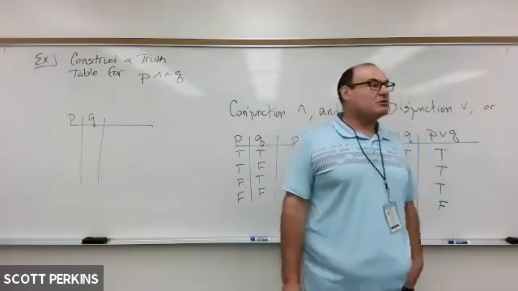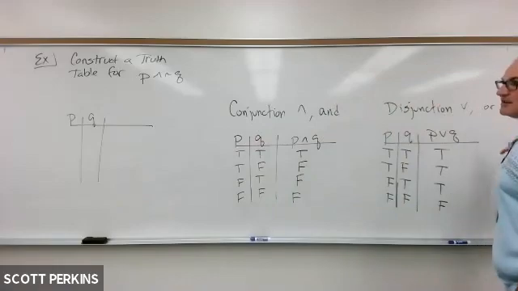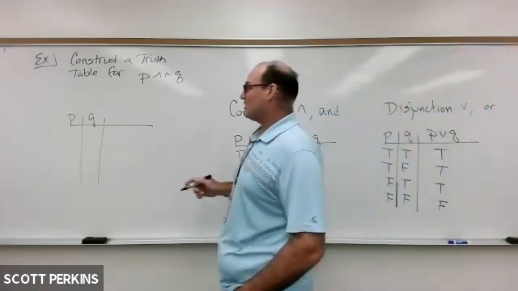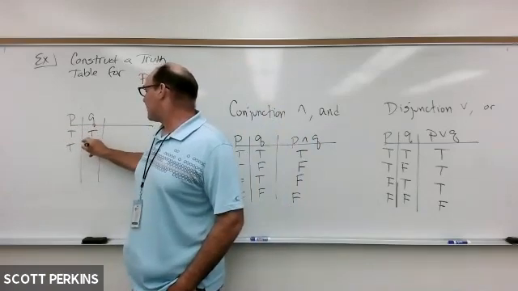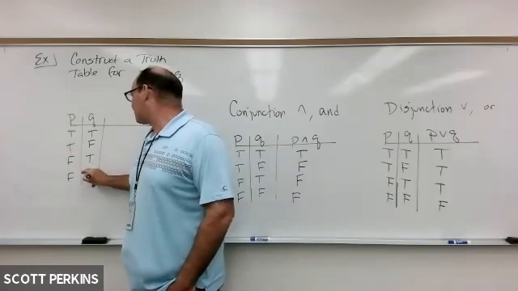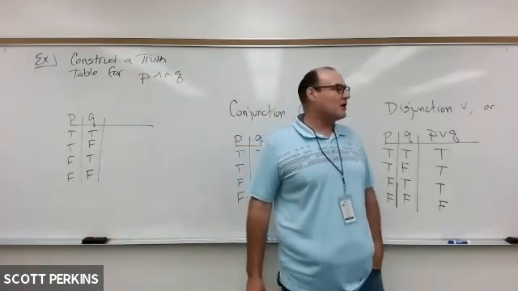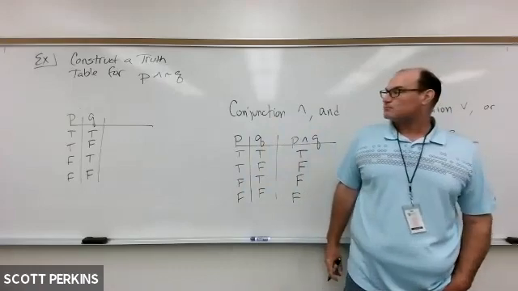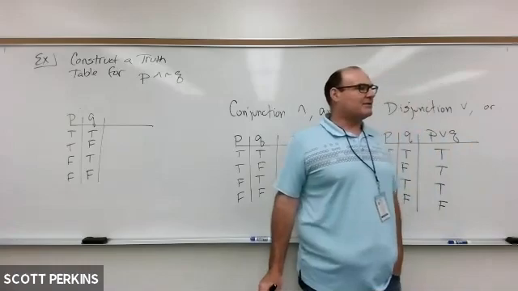Anytime you see two simple statements, you're going to begin the same way, just like we did with the conjunction and the disjunction, the four different combinations. Either they both can be true, first true, second false, first false, second true, false, false. That's always the start when you've got your two simple statements. You're never going to start any different. And now we're just going to work our way to the end of this.